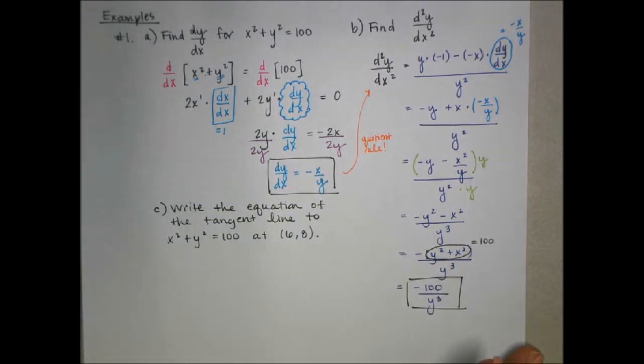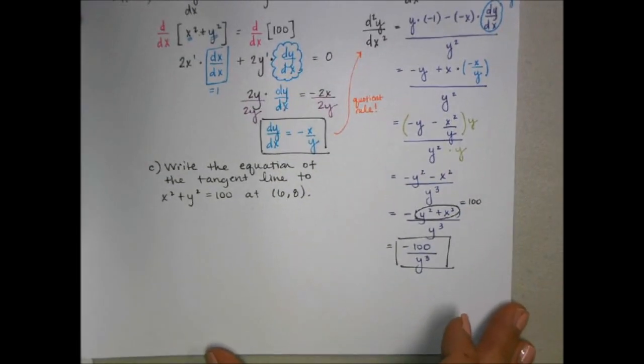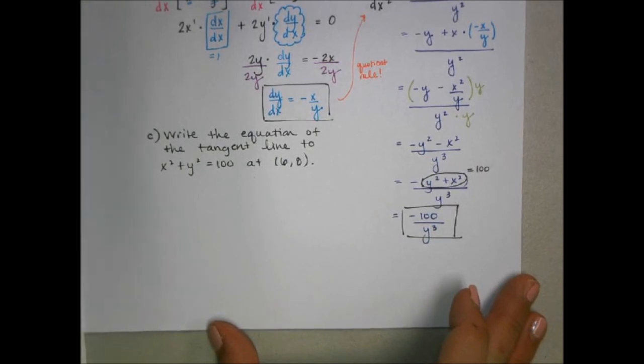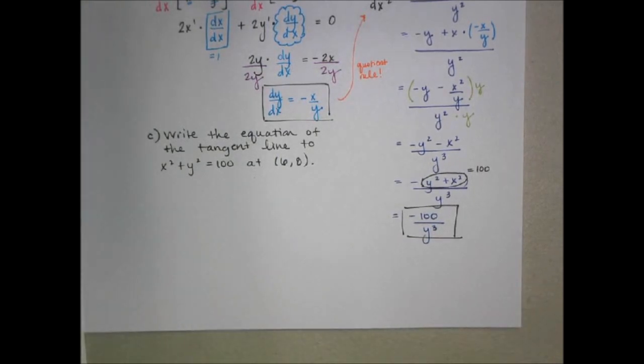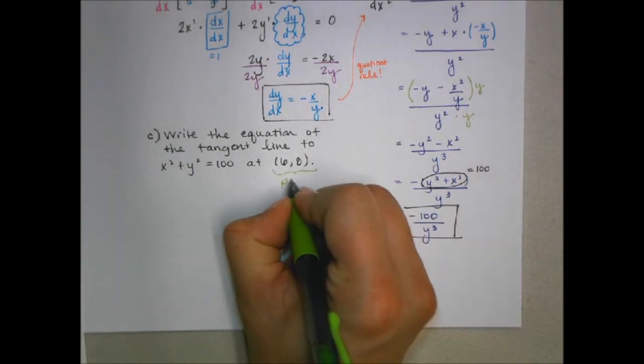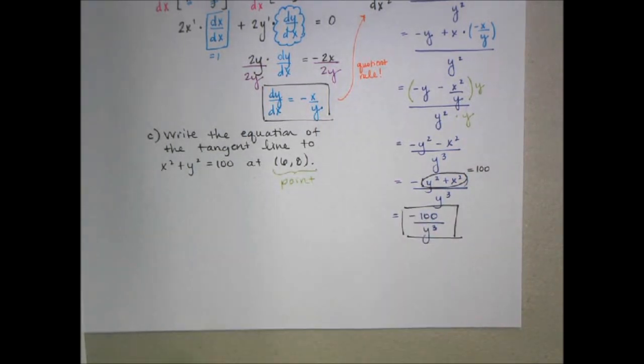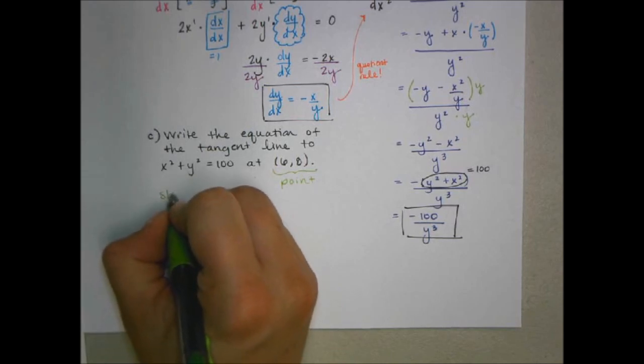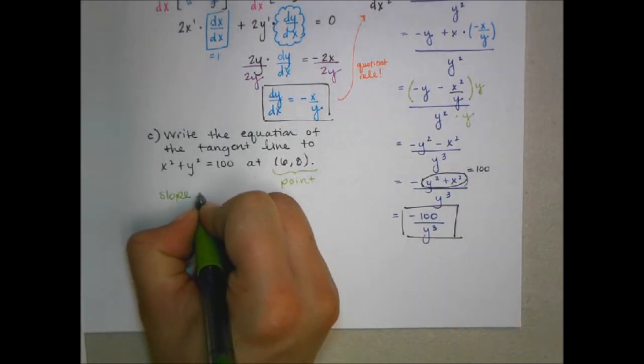So what are the two things we need to write the equation of the tangent line? We need a point and a slope. So I already have my point. Now I just need my slope. So remember, the slope of the tangent line is given by the derivative.